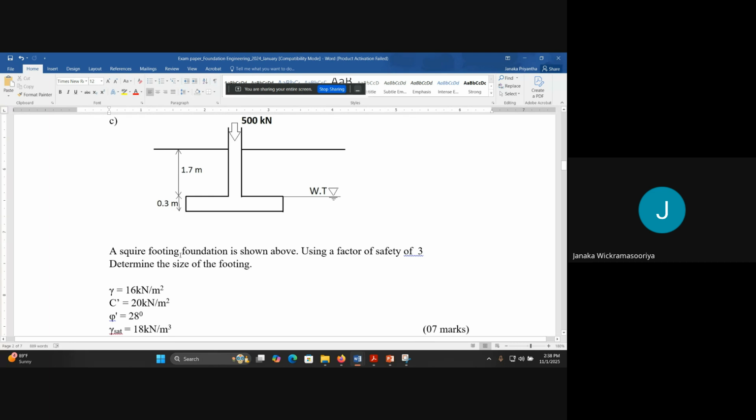Yeah, a square footing foundation is shown above. Using a factor of safety of 3, determine the size of the footing. The water table is here. The load is 500 kilonewton, and these dimensions are also given, 1.7 and 0.3. The water table is at a depth of 1.7 meters. Yes, all the values are given. Quickly do it. If you have any questions, please ask.